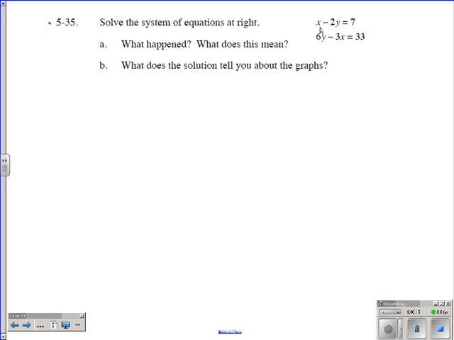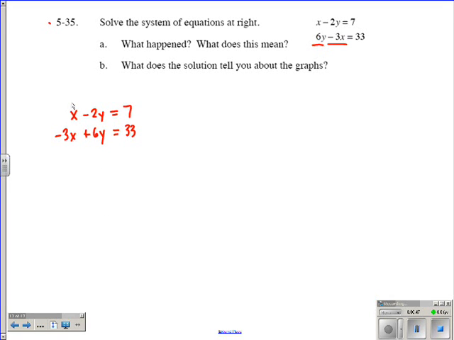I have my equation here, x minus 2y equals 7, and we have 6y minus 3x equals 33. Now I'm going to take this, with my minus 3x and then my plus 6y, and reorder these so that they're both in standard form and my terms all line up. I just like to keep my work organized because I want to do a little bit of elimination here.